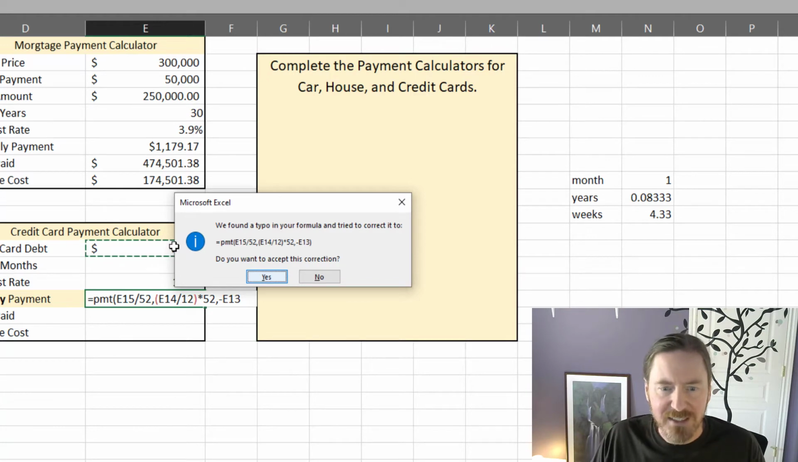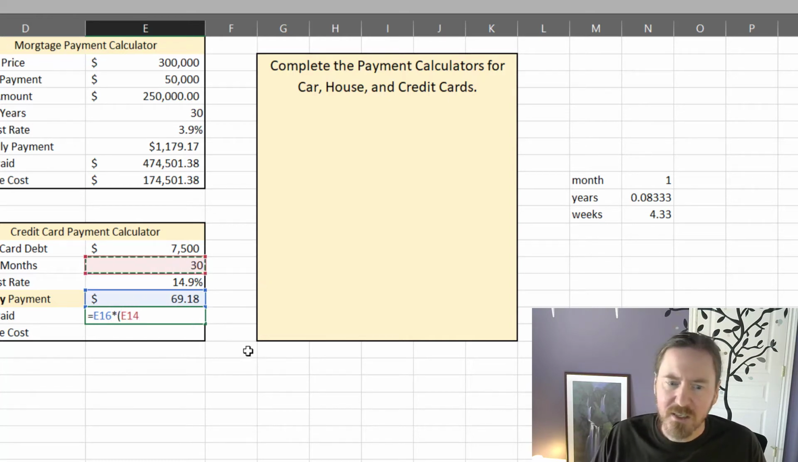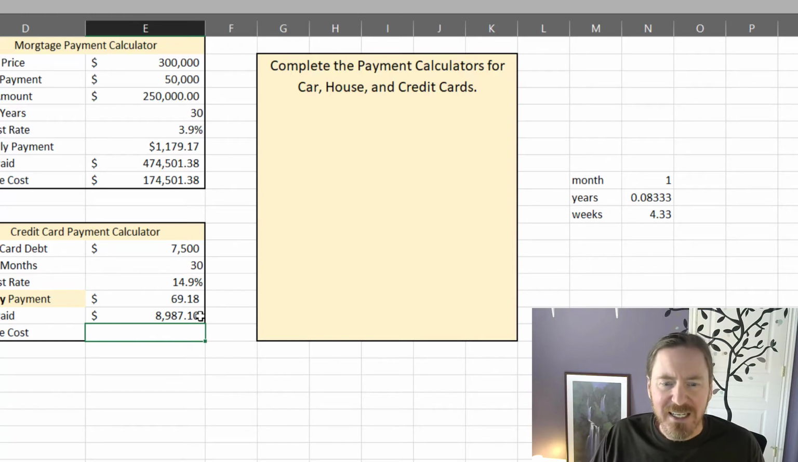I must have forgotten my closing parentheses there. It looks like Excel is going to help me out though and put it in for me. Cool. So the weekly payment of $69.18, that sounds pretty realistic. Let's find out though. Total paid is equal to my weekly payment times number of months times, this time I'll do 4.33. So months times 4.33 should be a pretty good approximation of the number of weeks for that 30 months. Okay, 89, 87, that sounds pretty good because we know the total paid is going to be a little bit higher than the original credit card debt and of course the finance cost.